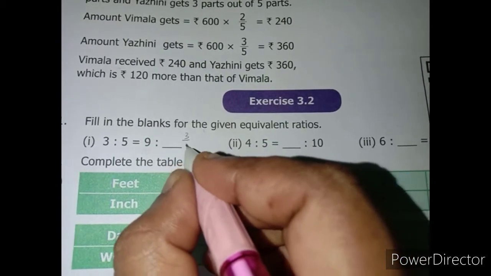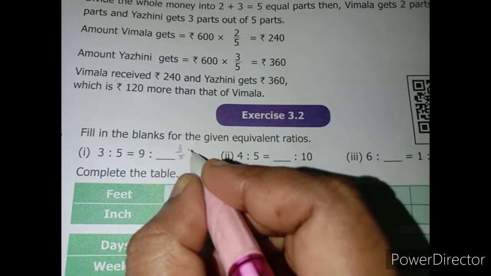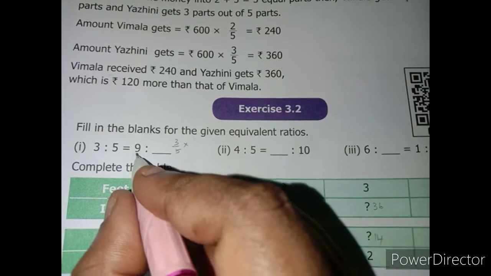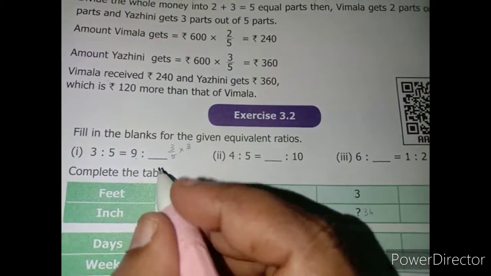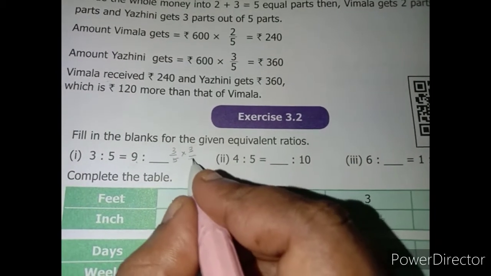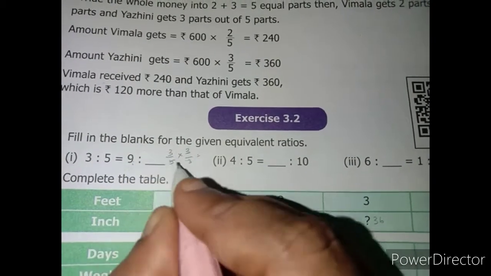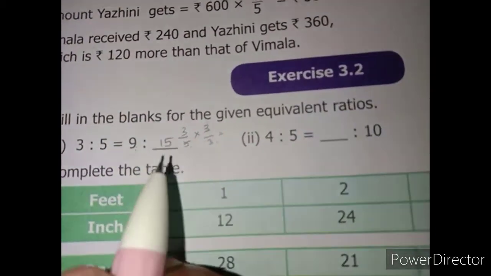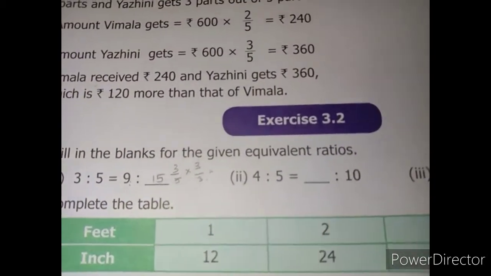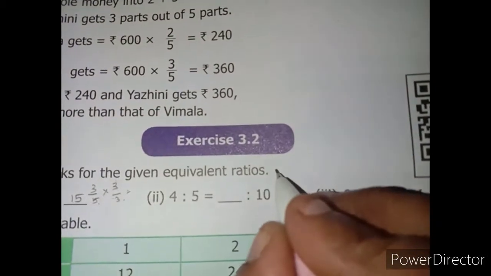So, 3 by 5. What will you multiply to get 9? 3 3s are 9. 5 3s are 15. So, what is the answer? The answer is 15. See the next one here.